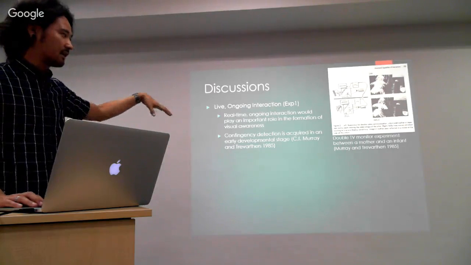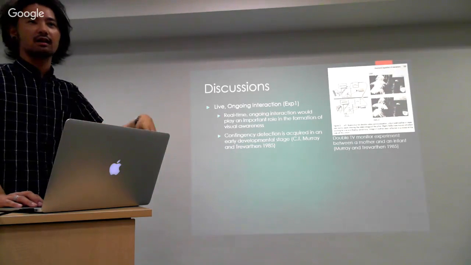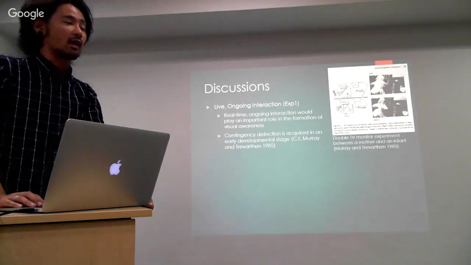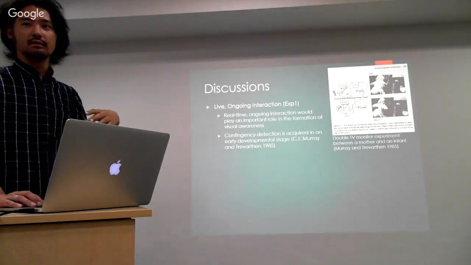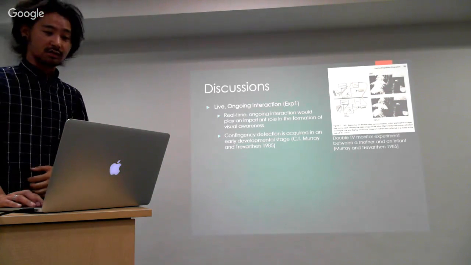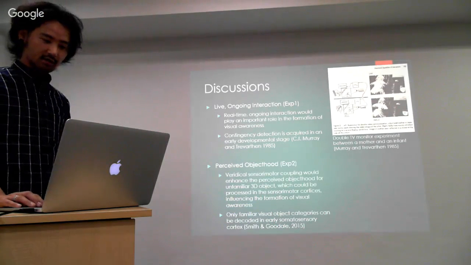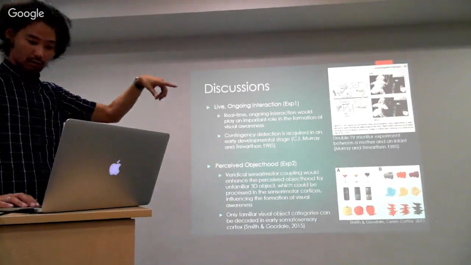So I didn't actually explain the mechanism why contingency can enhance the formation of visual awareness, but something really fundamental is noticing the contingency of the interaction. And for the second experiment, I just show some recent interesting studies.